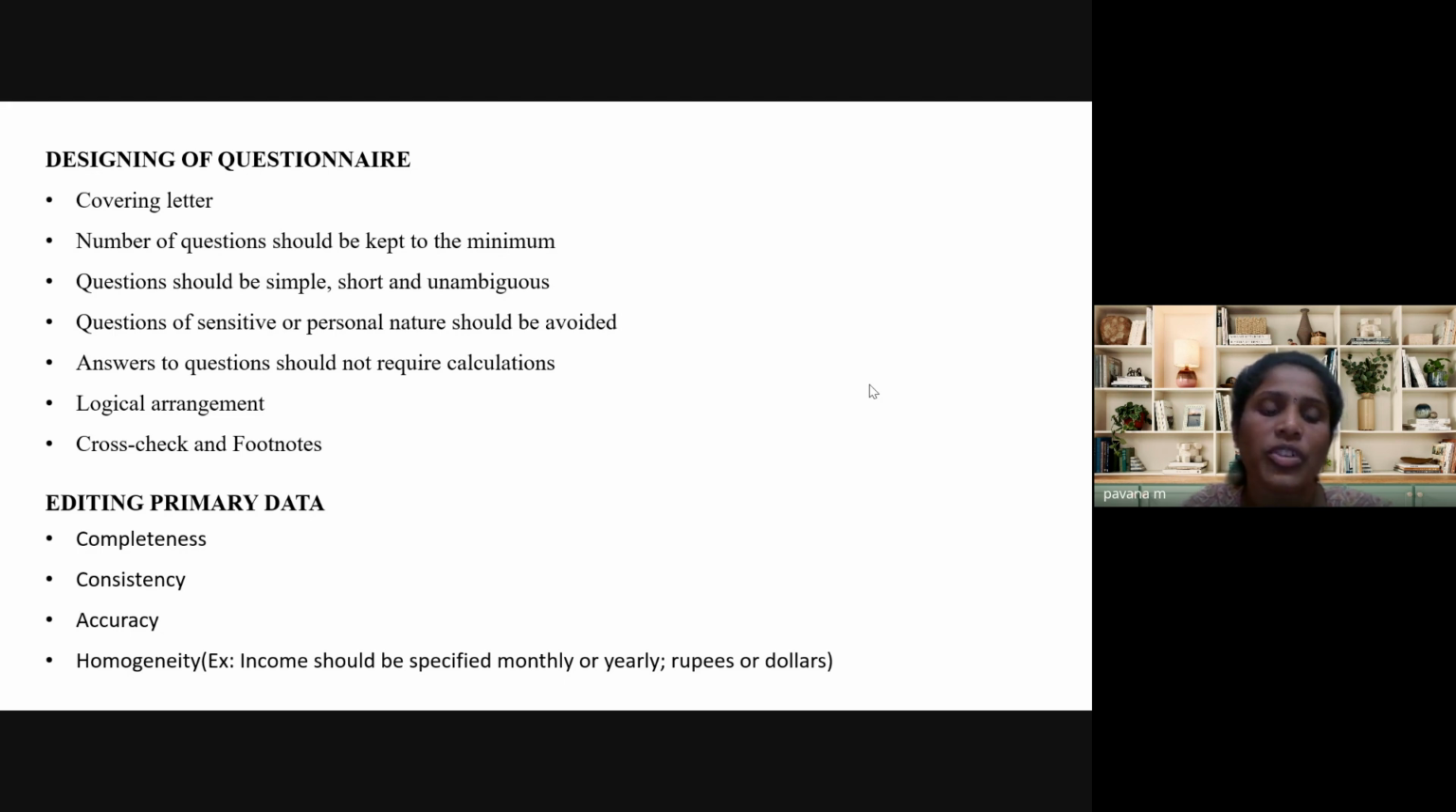And last one, homogeneity. Homogeneity means the questions posed in the questionnaire must be understood by each and every respondent at an equal level. Suppose you ask what is your income, that means how much income you are earning. You are not mentioning whether that income must be expressed monthly or annually, or whether it must be expressed in rupees or dollars, right? That's why homogeneity is also important. You have to ask an elaborate, exact question, so that each and every respondent will respond to that question in a unique way, that means the same way. So these are the main factors for editing the primary data.